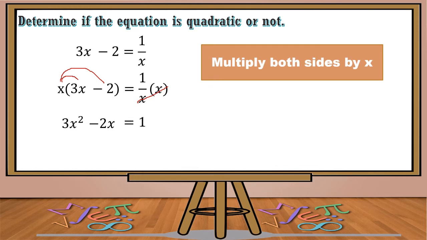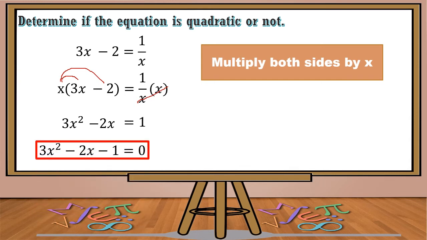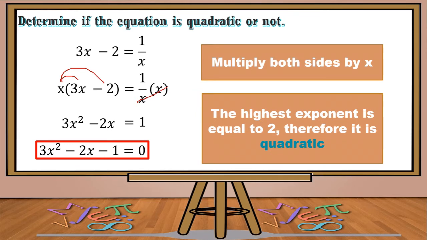Now let us write the equation in standard form. What is the standard form of the equation? That is ax squared plus bx plus c. So 3x squared minus 2x minus 1 is equal to 0. The highest exponent is 2. Therefore, it is quadratic.